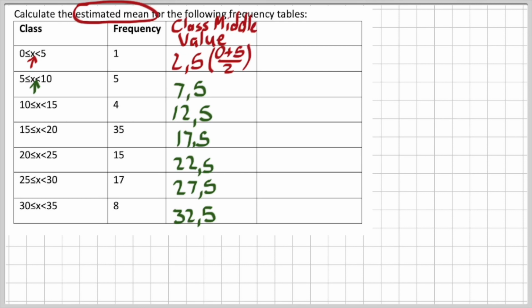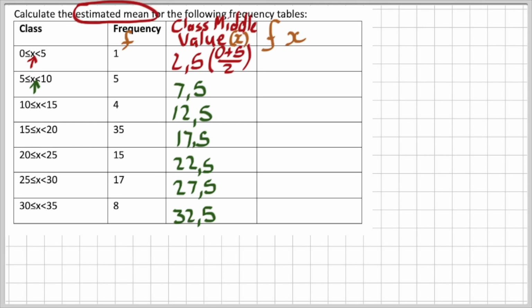But for me to do the mean, remember, I actually need to add up all the values. So I'm going to have to say there was 1 2.5. There were 5 7.5s. There were 4 12.5s. So that's why there's another column in there, which is fx. Now, it's not f of x. We're not talking about graphs here. We're talking about taking your frequency and multiplying it by the class middle value.